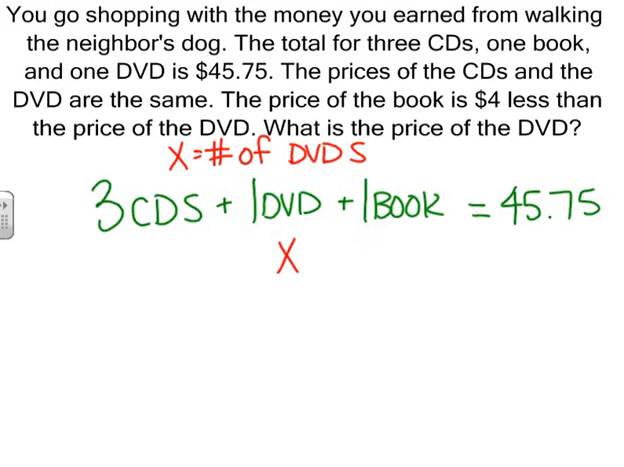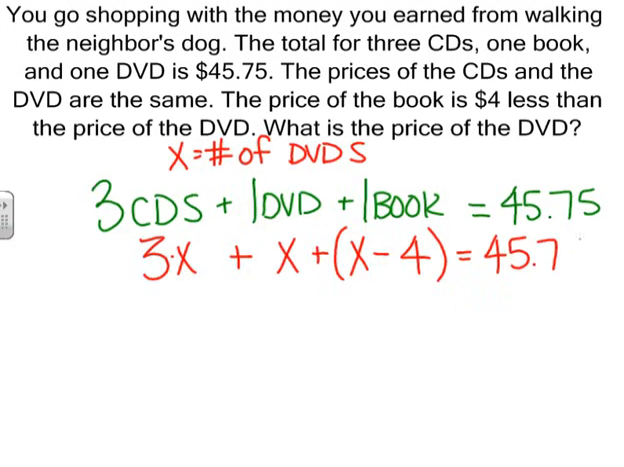Because the CD is the same as the DVD, I can also substitute the CDs with x. So 3 times x represents 3 CDs. Plus my book is $4 less than the DVD. So I'm going to start with the price of the DVD and subtract 4. I'll put that in parentheses just because it's the cost of the book, and for now that can stay together. All right, now I'm going to start combining like terms. So I have 3x plus 1x plus 1x is 5x. Bring everything else down.